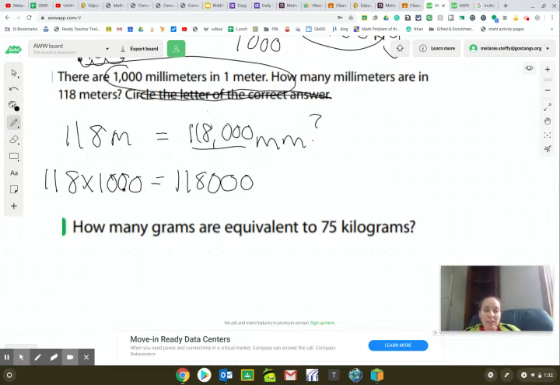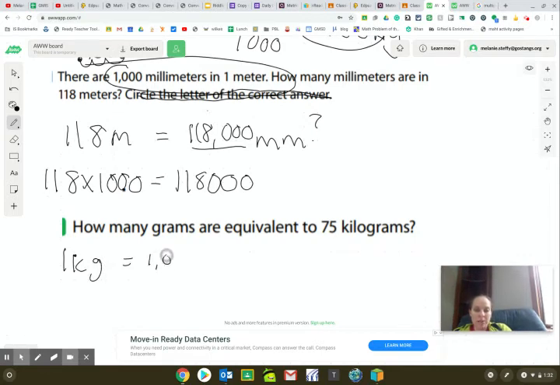The next question is how many grams are equivalent to 75 kilograms? So in other words, in order to figure this out, we need to know that 1 kilogram is equal to 1,000 grams.